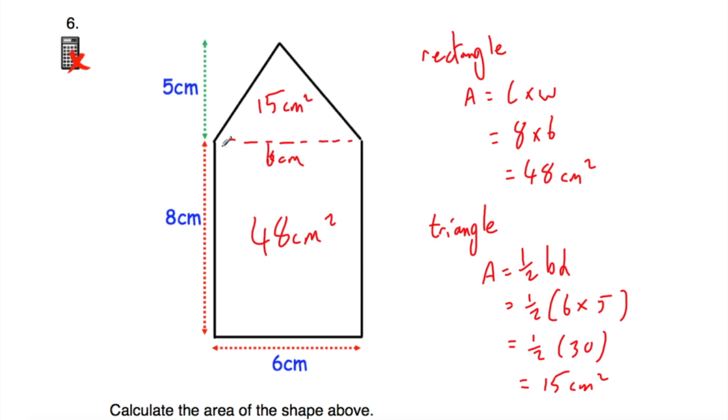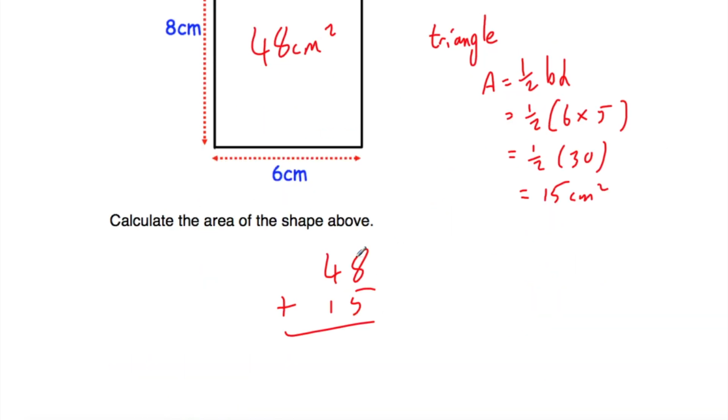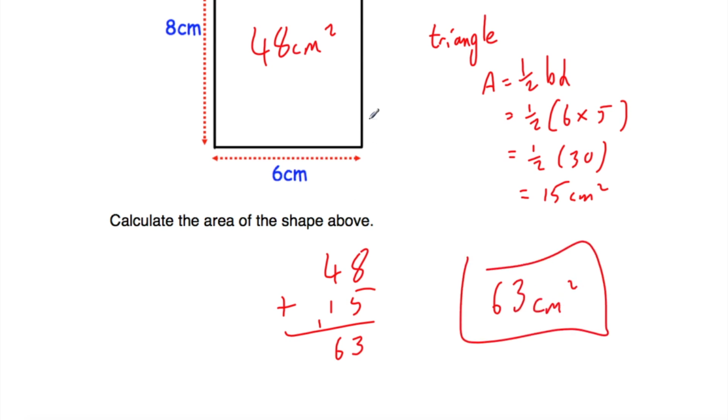So just remember, you do the base times the height and then half it, or half the base times the height. So we've now got the area of the rectangle and the area of the triangle. Let's add them together to find the area of the whole shape. So that's going to be 48 plus 15. So 8 plus 5 is equal to 13, put our 3 down, carry our 1, and 4 plus 1 plus 1 is equal to 6. So it's going to be 63 centimeters squared, and that's the area of that shape.